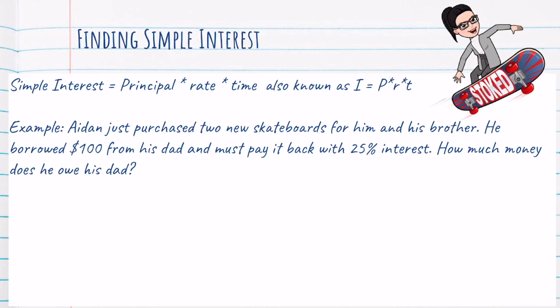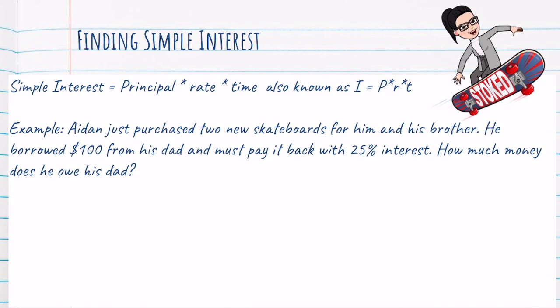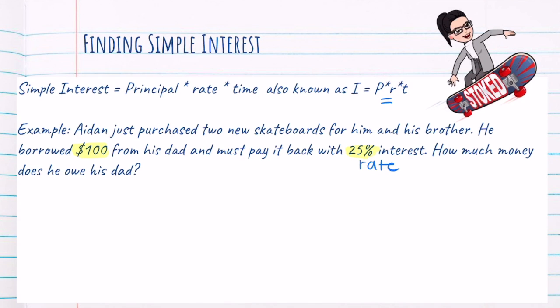So we want to see what the interest is first and the total amount of money Aiden must pay to pay back his dad. So to find the interest, we'll multiply the principal, which is the starting money, the rate, and the time. So let's highlight the key information. 25% is the rate. $100 is how much he borrowed from his dad, and that would be the principal. We're going to assume the time is just 1, since the time was not mentioned in the word problem, and we can just assume that Aiden is going to pay his dad back within 1 year.